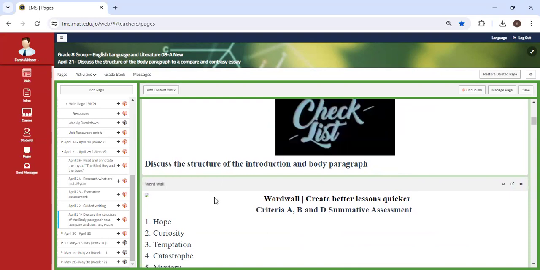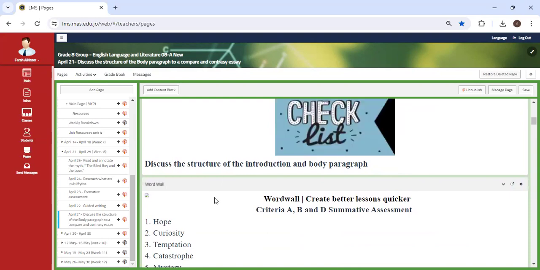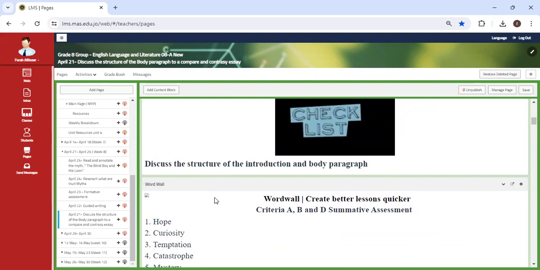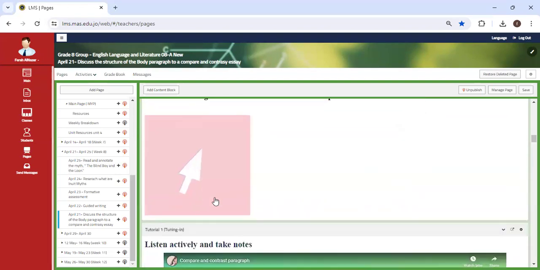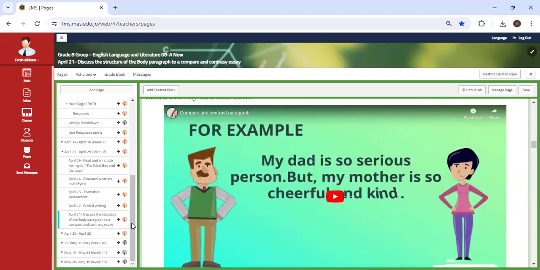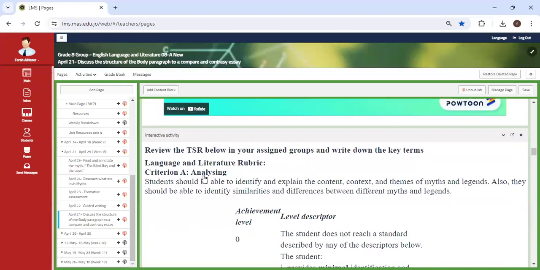So PEEEEL. Why double E? Because we will be providing two examples and two explanations, one from text A and one from text B. So make sure you review the TSR because in the TSR, we indicate that both should be clearly evident there.